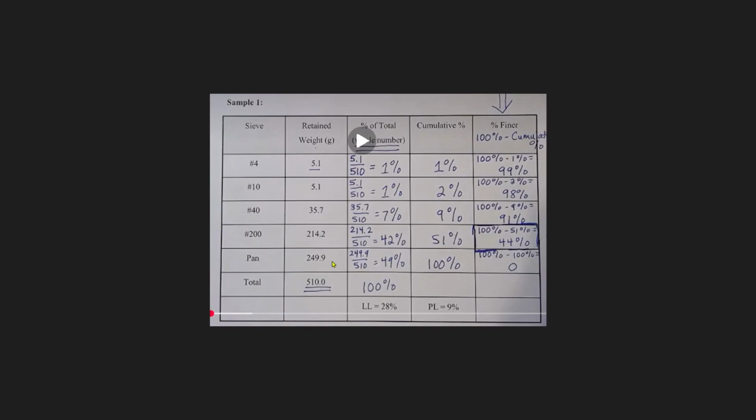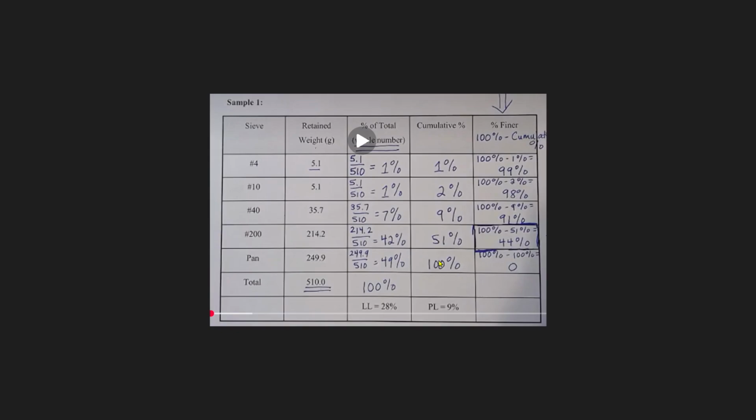Then we go down to the pan, and in the pan, that's 249.9 divided by 510, that's 49, plus 51. That's what you're looking for. There's 100% of it that went to the pan.